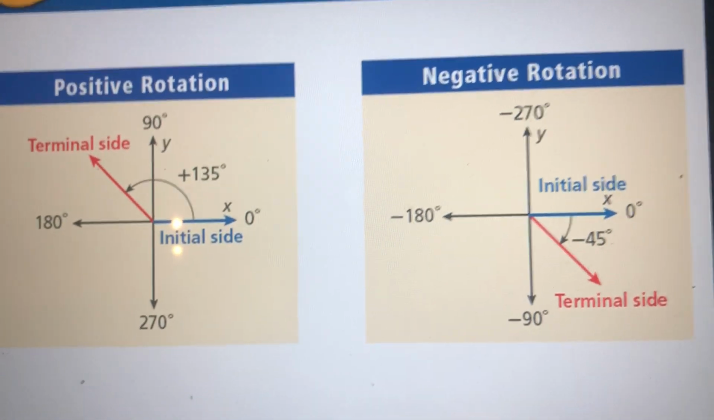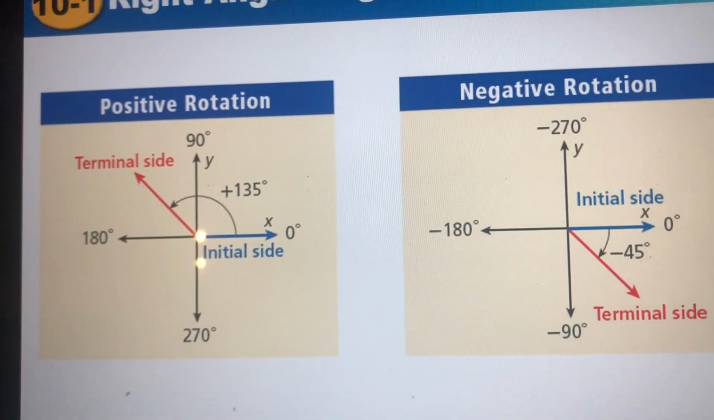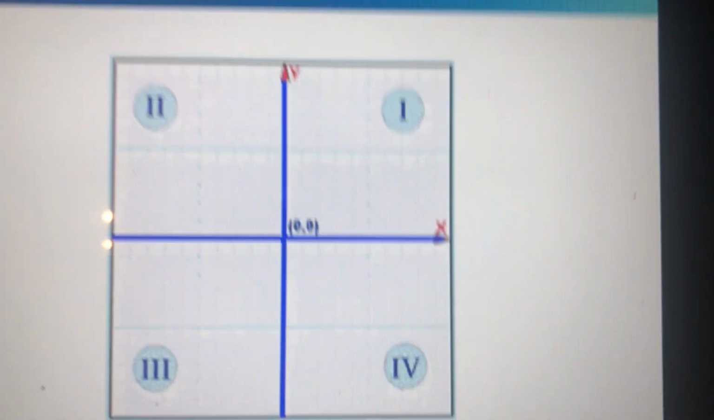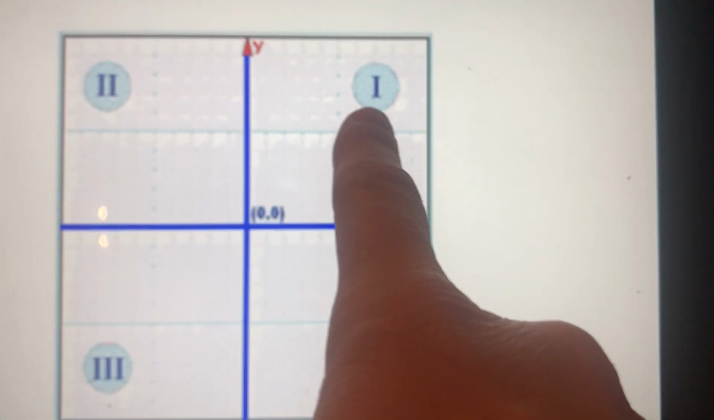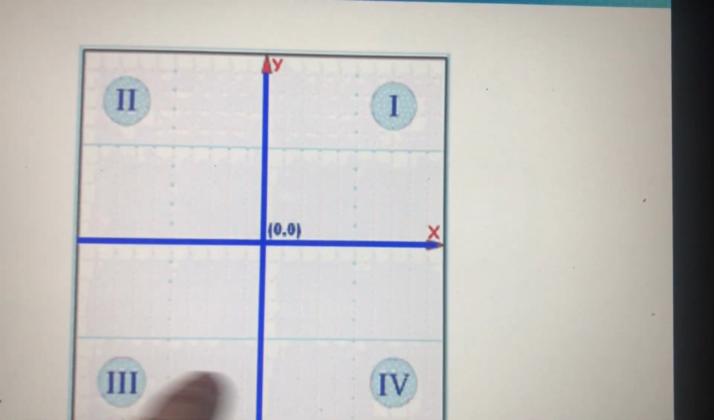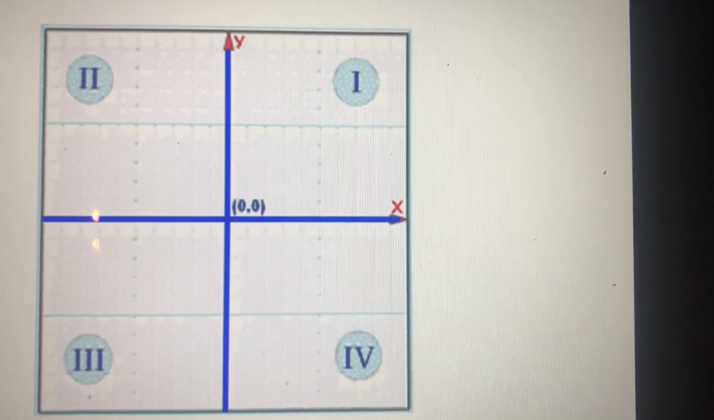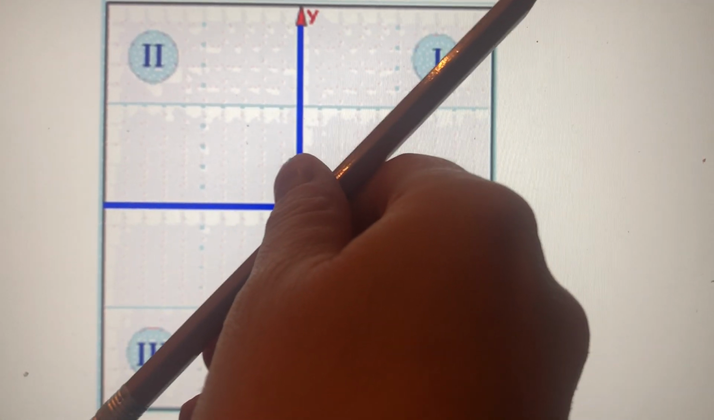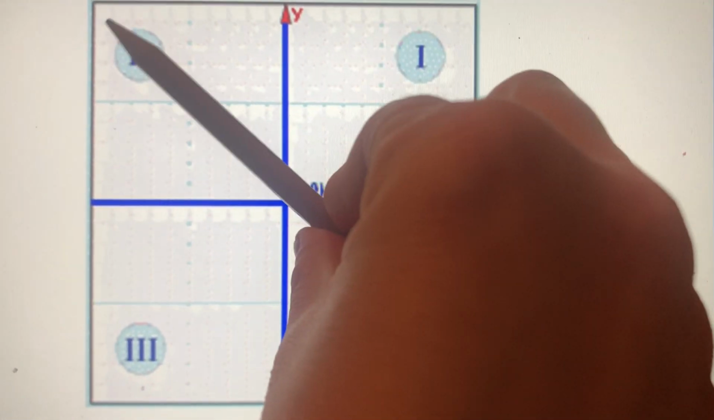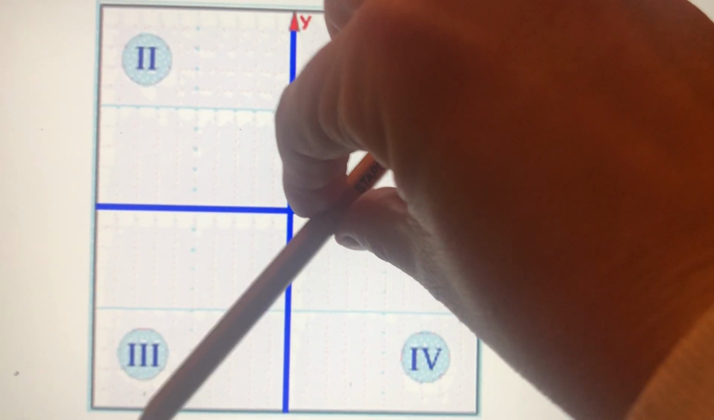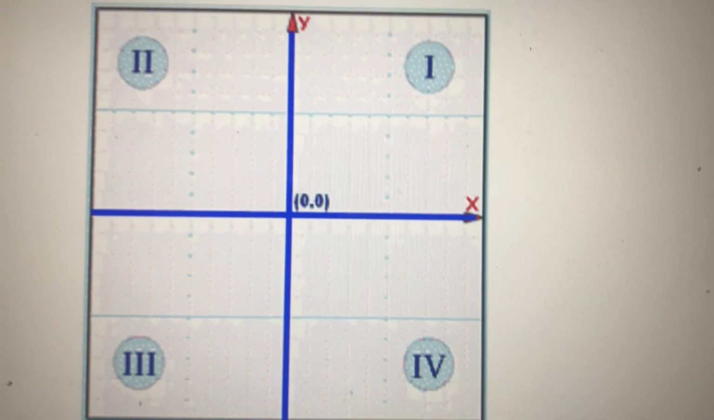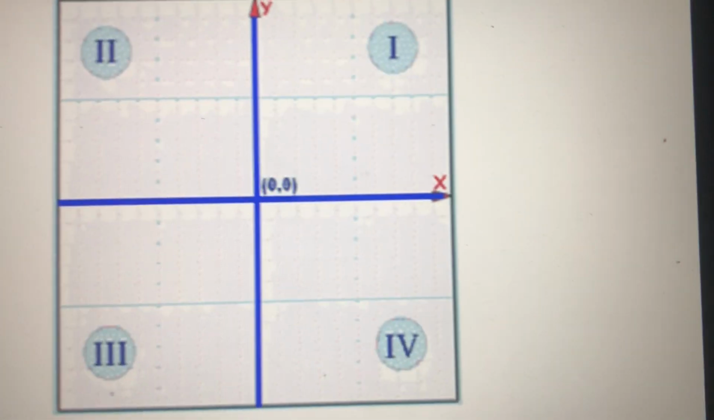All right, so we're going to be talking about the quadrants today and when the angles fall in certain quadrants. Okay, so here, if you remember, this is quadrant 1, this is quadrant 2, quadrant 3, quadrant 4. So I can have an angle that's up here in quadrant 1. I can have an angle that's over here in quadrant 2. I can have an angle down here in quadrant 3, 4, and so on. So let me show you how to do it. We'll use the reference angles.